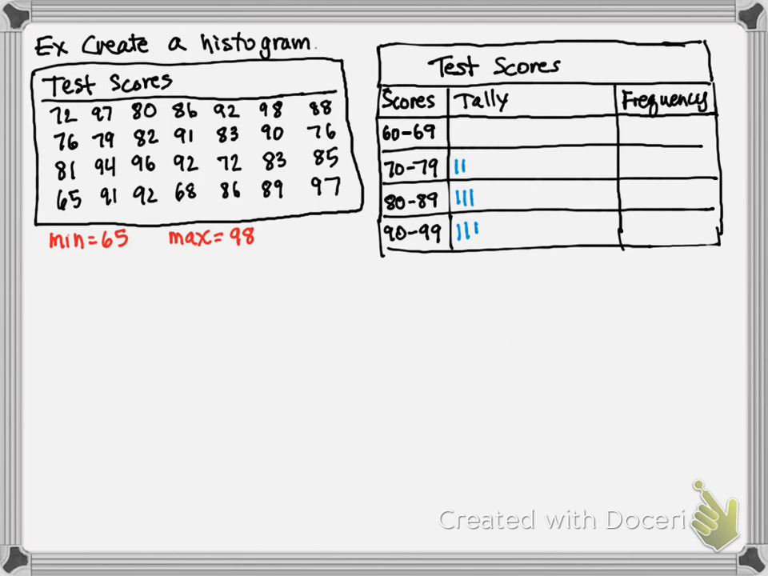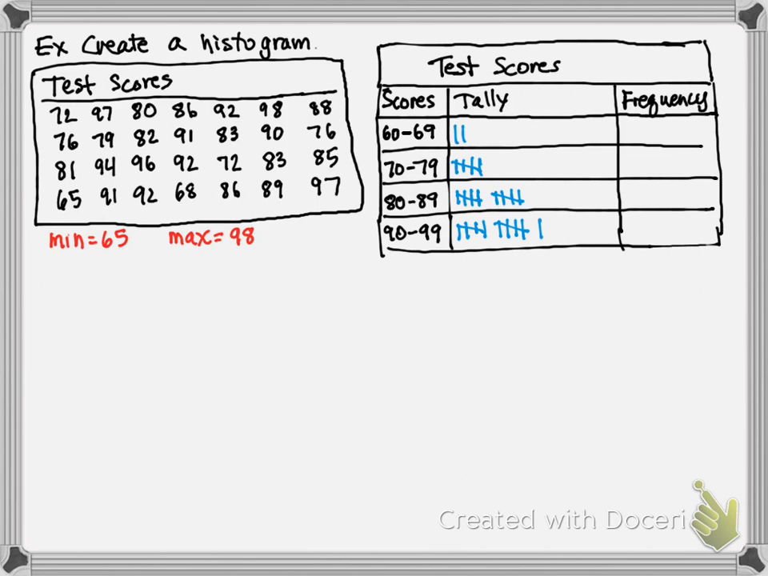Then 76, 79, 82, 91, 83, remember bundles of 5, 90, bundle of 5, 70, now third row, 81, 94, 96, 92, 72, bundle of 5, 83, 85, 65, 91, 92, 68, 86, 89, and 97.